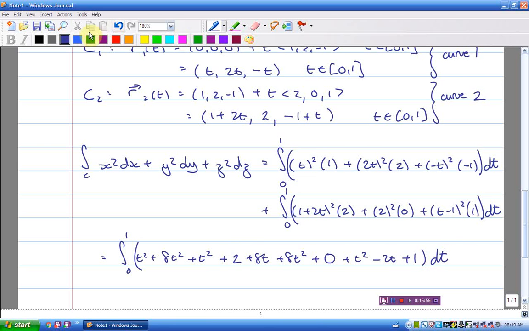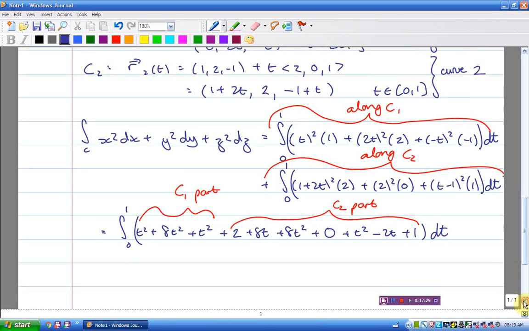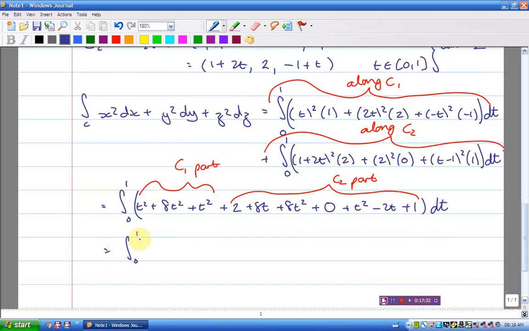So where's all that coming from? All of this is along C1, and all of this is along C2, and this bit here is the C1 part, and this bit here is the C2 part, but we don't have to keep them separate because now it's just an algebraic expression. We can just scrunch the things together as makes us happy. So let's have a look.